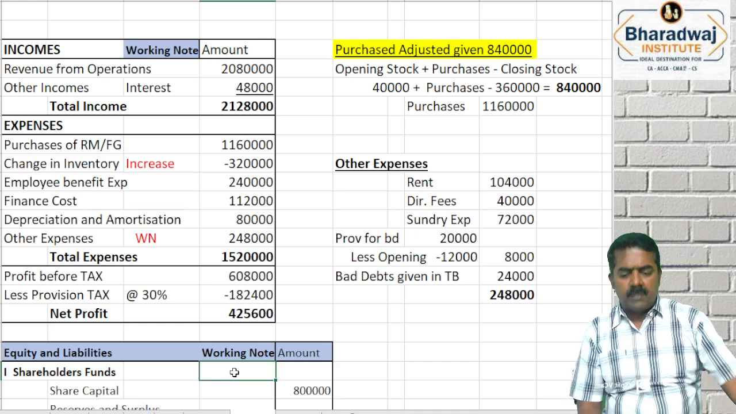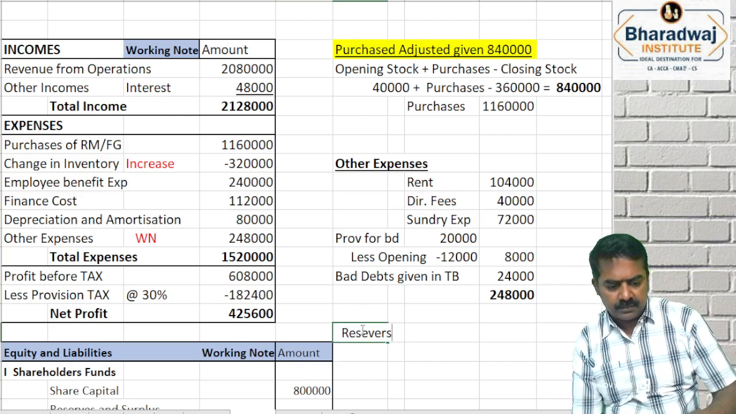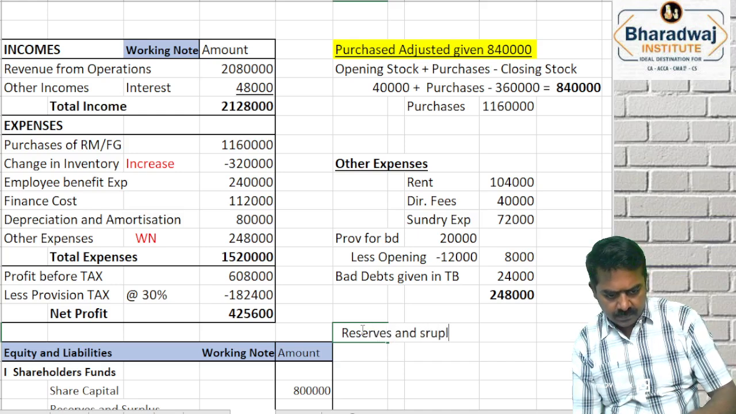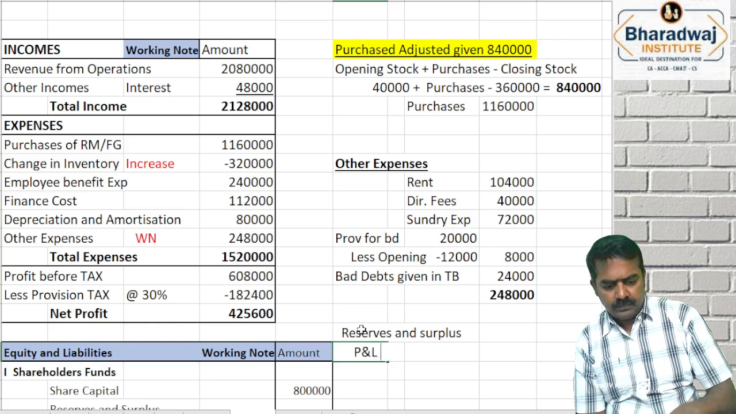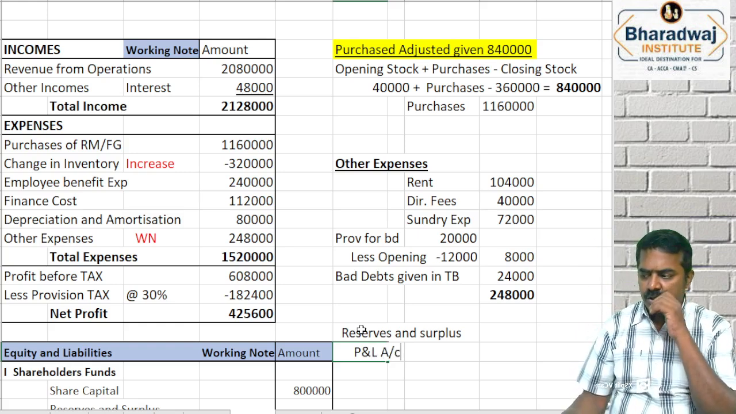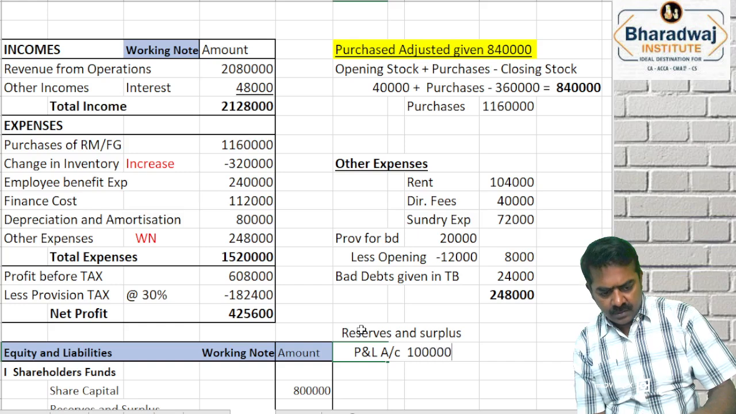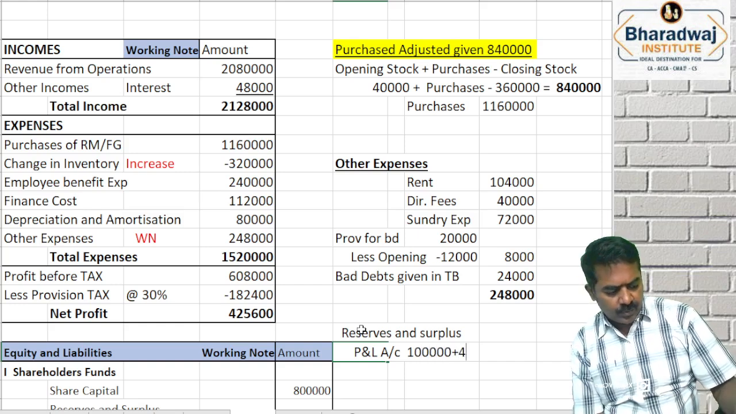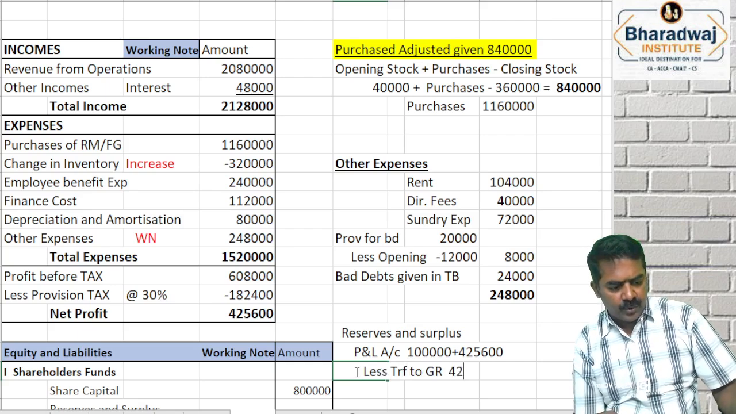Only the paid up capital will come. If there is everything else, that will be a working note. Do reserves and surplus. Profit and loss account. What is the opening balance? 1 lakh, sir. Plus 4,25,600, less how much transfer to reserve? 10%, sir. 10% of net profit, 42,560.